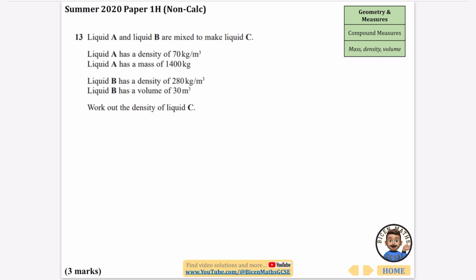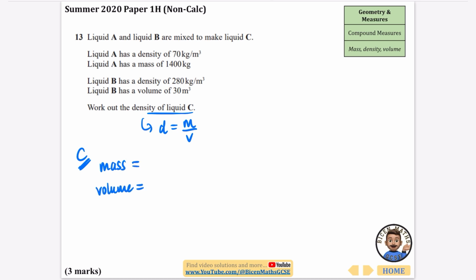Okay, we've got another one of these mixing liquids. A and B are mixed to make liquid C. We've got the mass and density of A. We've got the mass, the density and volume of this. We want to find out the density of liquid C. Remember, if you're trying to find the density, it is the mass divided by the volume. So for C, we need to find out what the mass is equal to, and we need to find out what the volume is equal to.